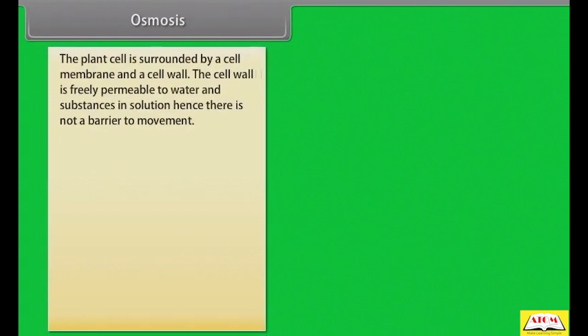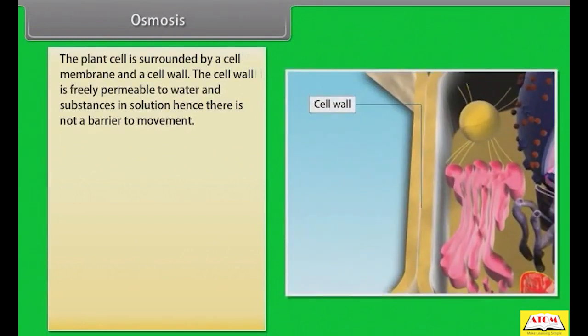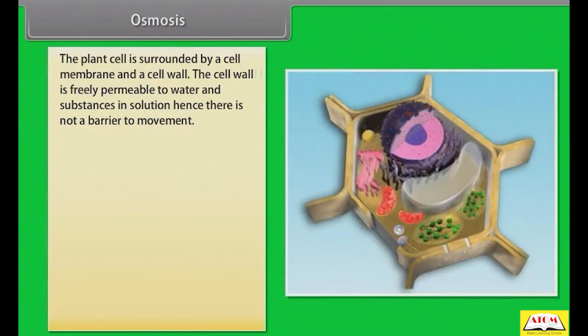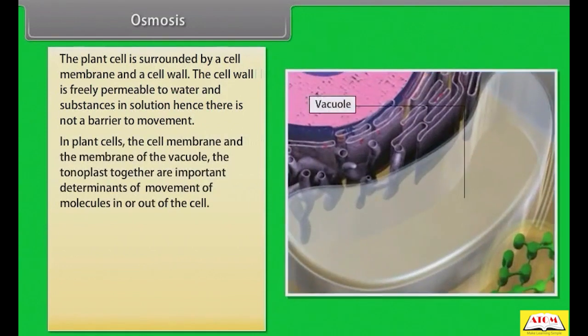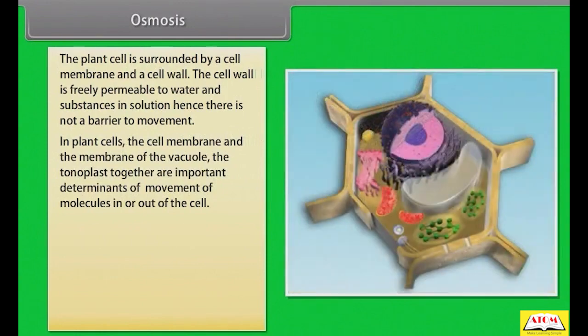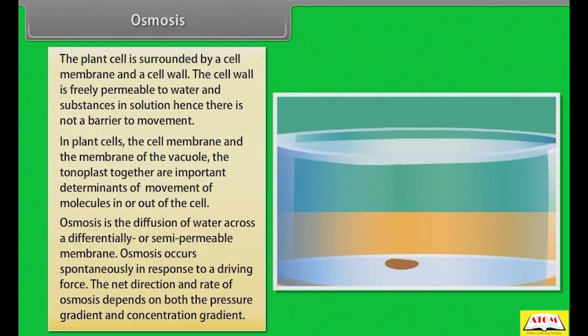Osmosis. The plant cell is surrounded by a cell membrane and a cell wall. The cell wall is freely permeable to water and substances in solution, hence there is not a barrier to movement. In plant cells, the cell membrane and the membrane of the vacuole, the tonoplast, together are important determinants of movement of molecules in or out of the cell. Now let us know about osmosis. Osmosis is the term used to refer specifically to the diffusion of water across a differentially or semi-permeable membrane.